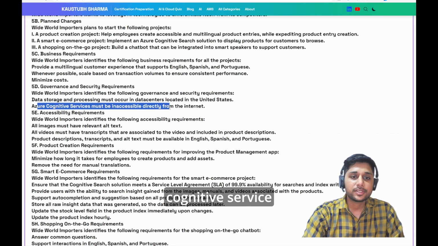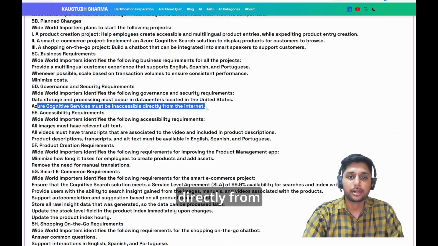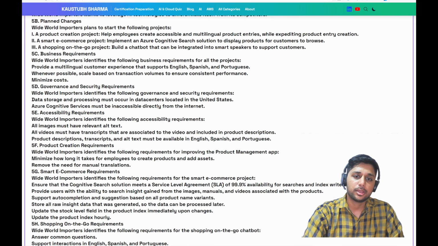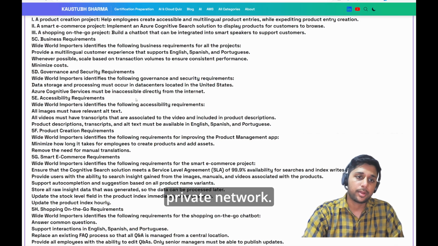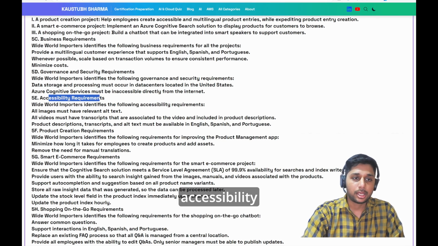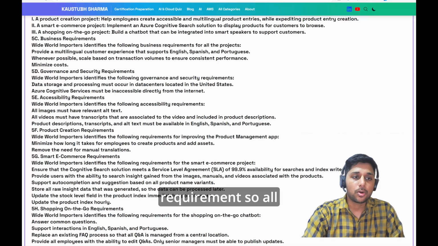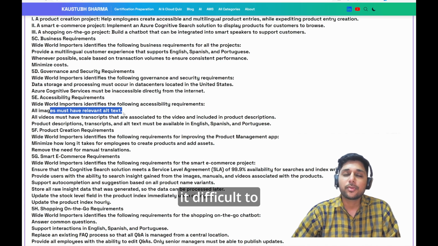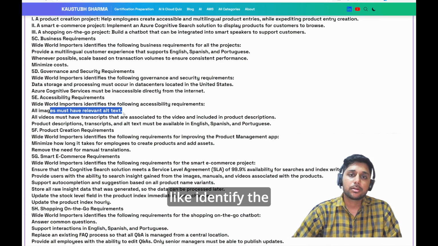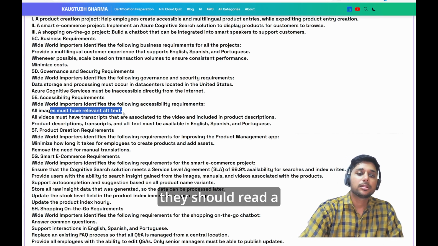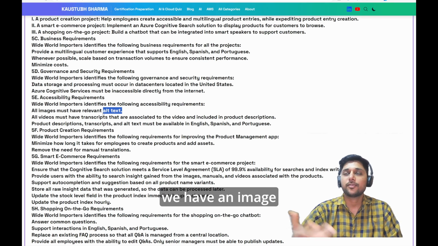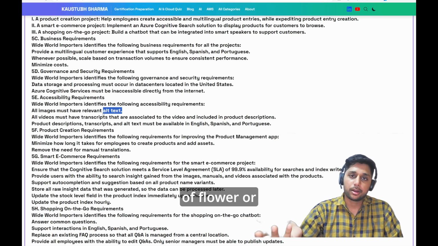And Azure Cognitive Services must be inaccessible directly from the internet. We want to cut this service off from the internet and keep it in a private network. Then the accessibility requirement: all images must have relevant alt text. So for people who find it difficult to identify the images, they should be able to read alternative text instead of the image, just like if we have an image of a flower or something.